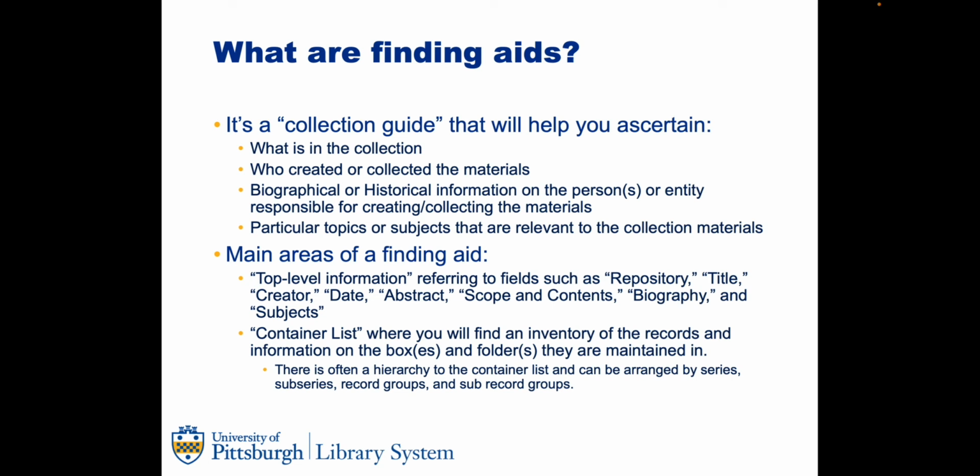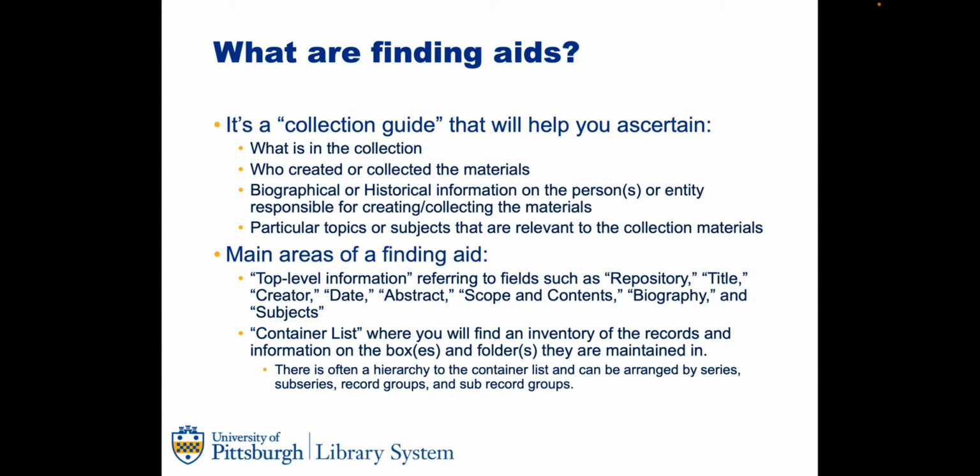Before delving into the tutorial, I think it's useful to define what a finding aid is and some of the terminology that I will be using throughout. A finding aid is a collection guide that will help you ascertain what is in the collection, who created or collected the materials, biographical or historical information on the person, persons, or entity responsible for creating or collecting the materials, and particular topics or subjects that are relevant to the collection materials.